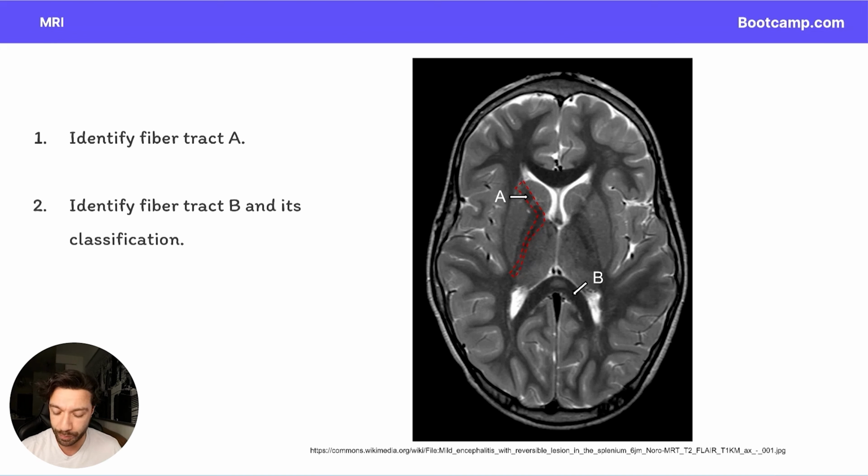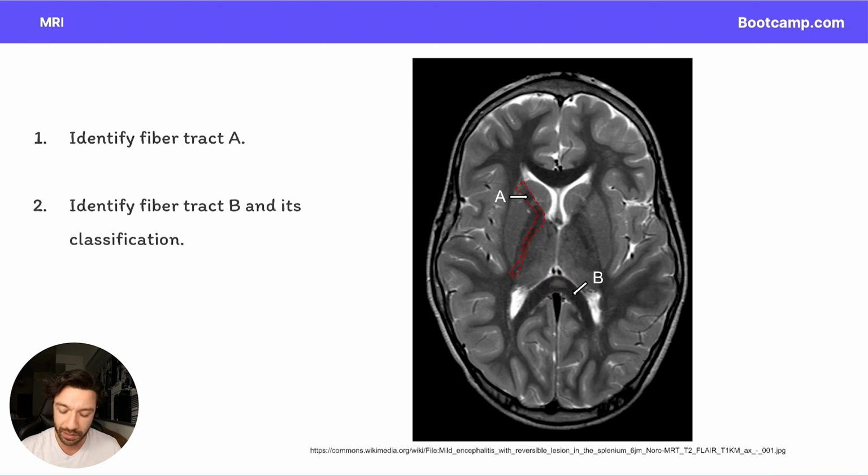And then fiber tract B, well, this is going to be connecting the left and the right hemispheres. So this is crossing that midline. We only have a couple structures which cross the midline. Most notably, we're going to have the corpus callosum, which would be best seen from a sagittal section or a coronal section, but this is a horizontal section. So back here, we would have the splenium of the corpus callosum.